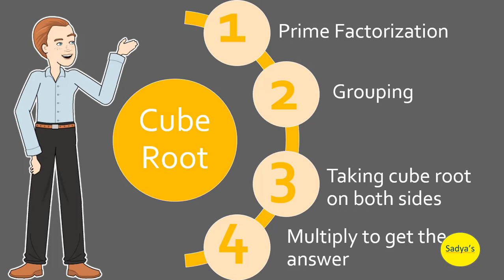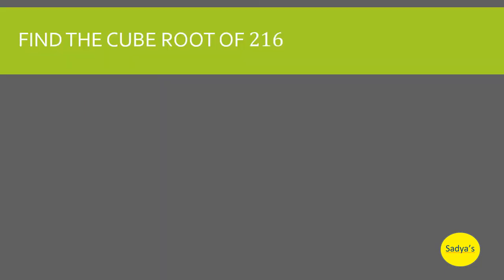First step is prime factorization. Step 2 is grouping. Step 3 is taking cube root on both sides. And step 4 is multiply to get the answer. Let's apply these steps to find the cube root of 216.